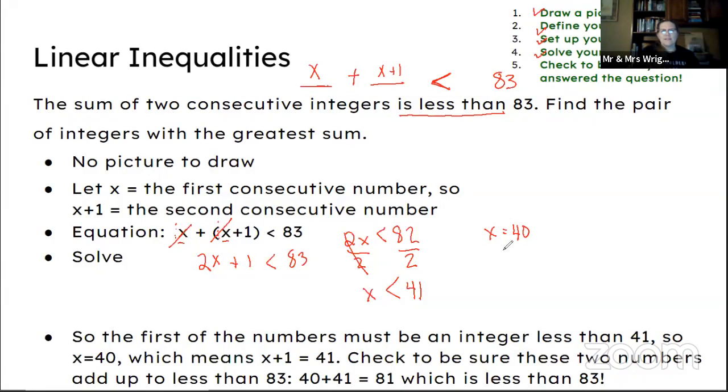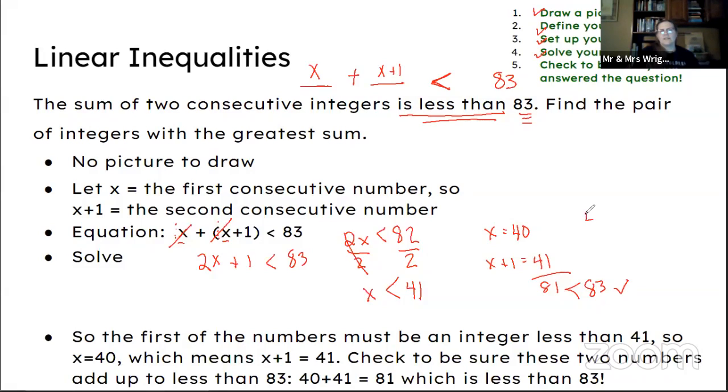So that means the second consecutive number has to be 1 greater than that. So X plus 1 is going to be 41. Now let's check and make sure that these actually add up to less than 83, which is what we're looking for. 40 plus 41 is 81. Well, that's less than 83. 81 less than 83. Checks out. We're good. So our answers 40 and 41 work.